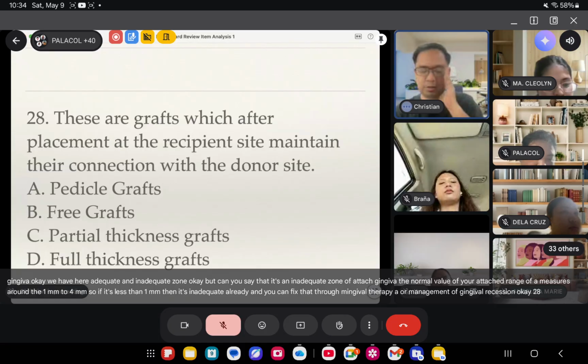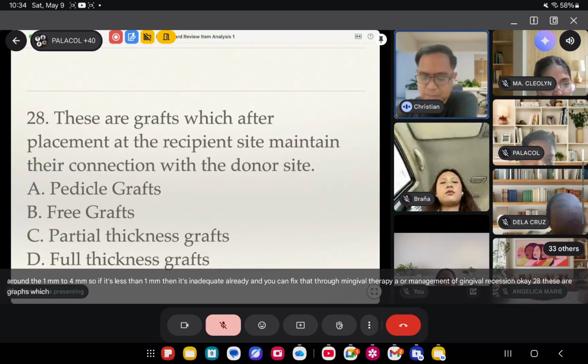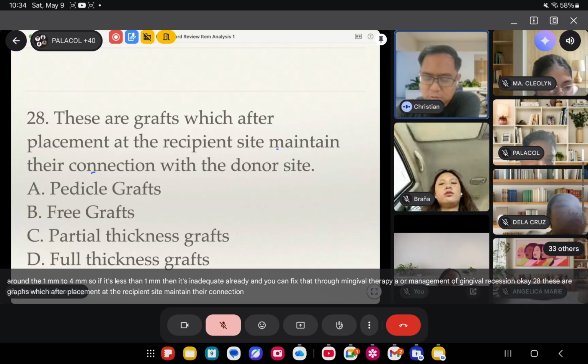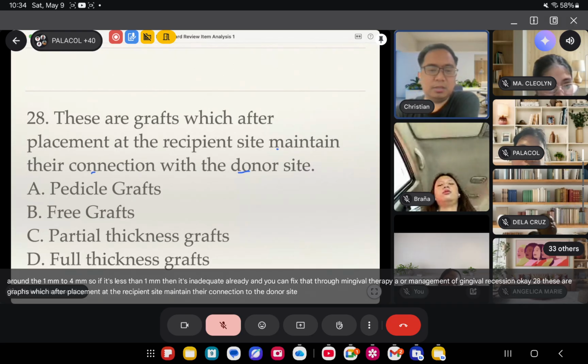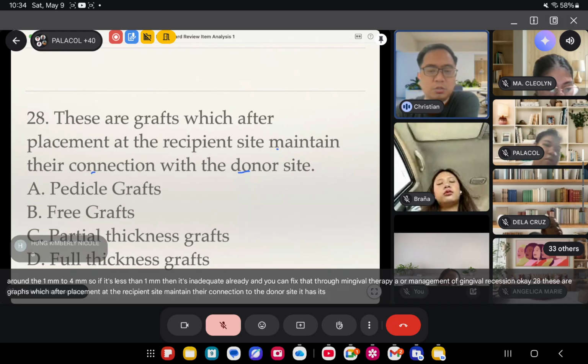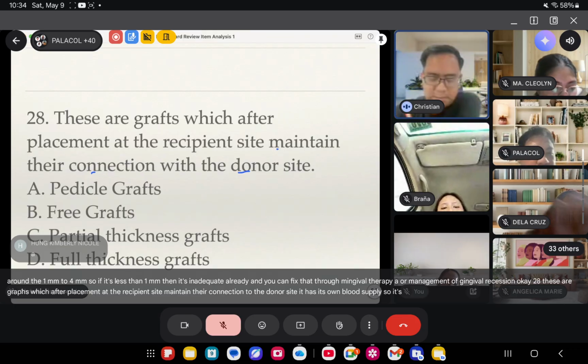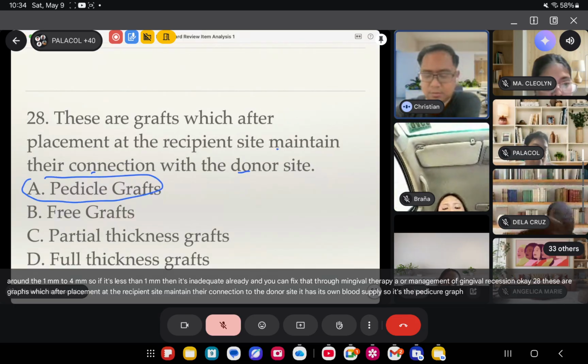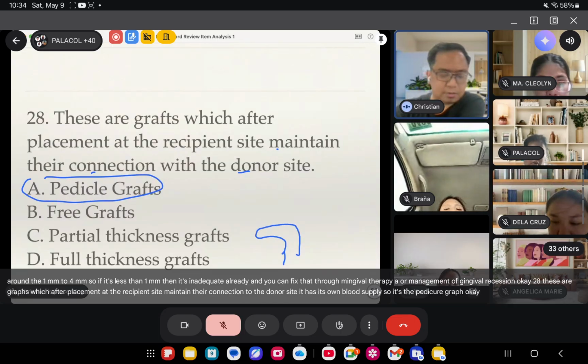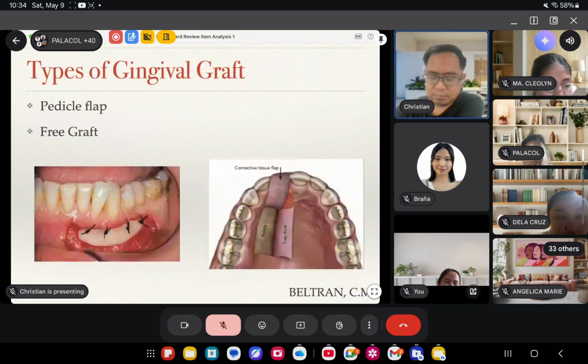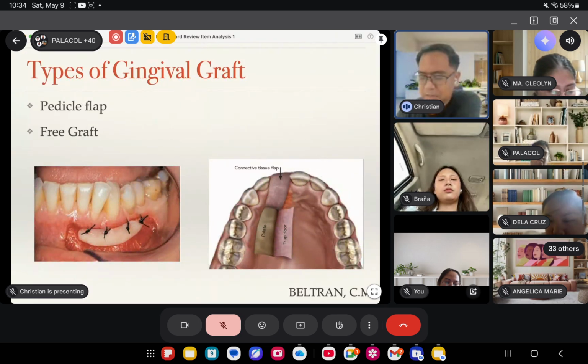These are grafts which, after placement at the recipient site, maintain their connection to the donor site. It has its own blood supply. So it's the pedicle graft. Okay? Yung mga ginaganon. Pedicle graft. May picture ba? Ayan. Pedicle graft.